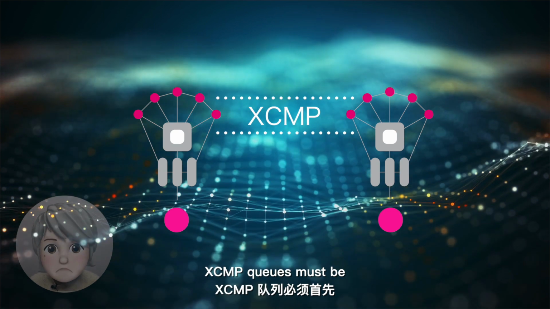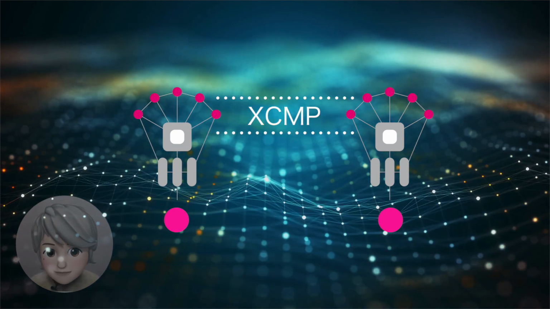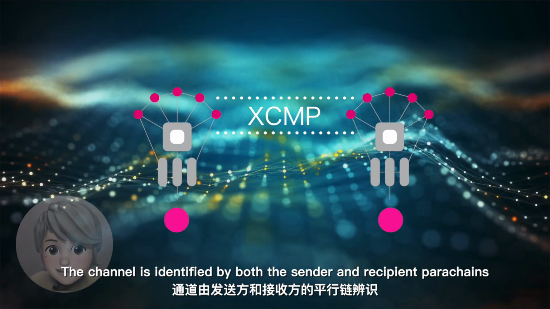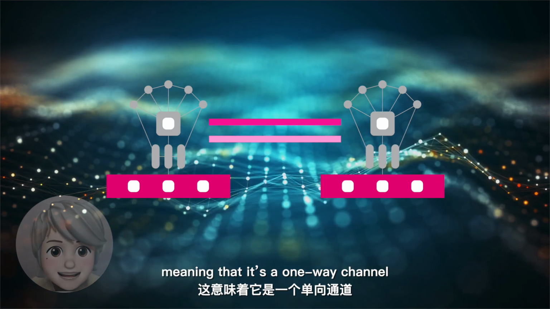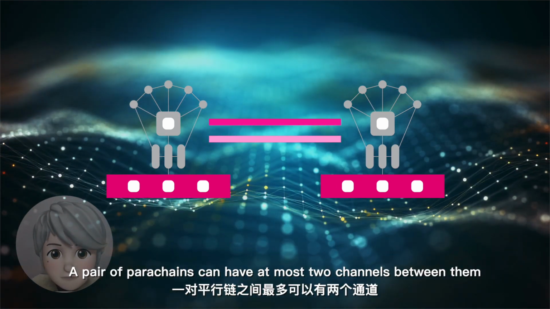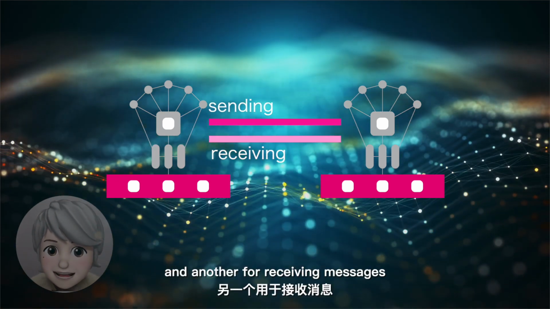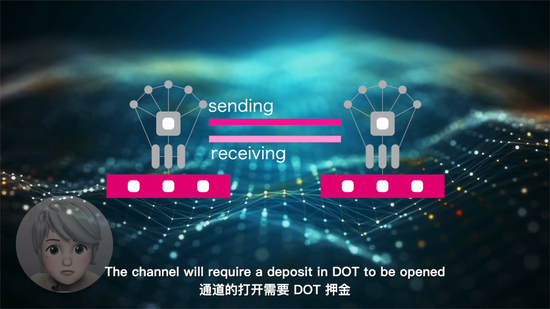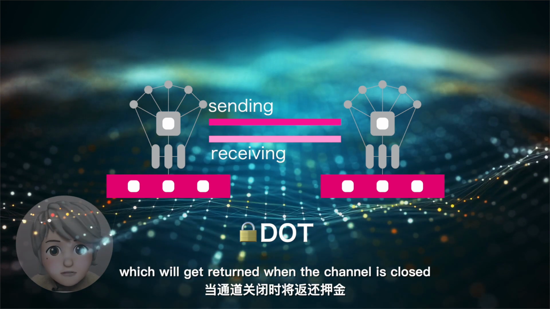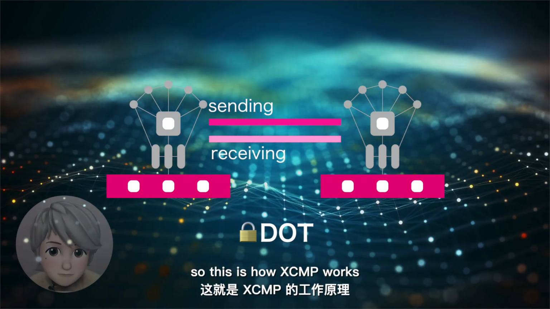XCMP queues must be initialized by first opening a channel between two parachains. The channel is identified by both the sender and recipient parachains, meaning that it's a one-way channel. A pair of parachains can have at most two channels between them, one for sending messages to the other chain and another for receiving messages. The channel will require a deposit in DOT to be opened, which will get returned when the channel is closed. So this is how XCMP works.